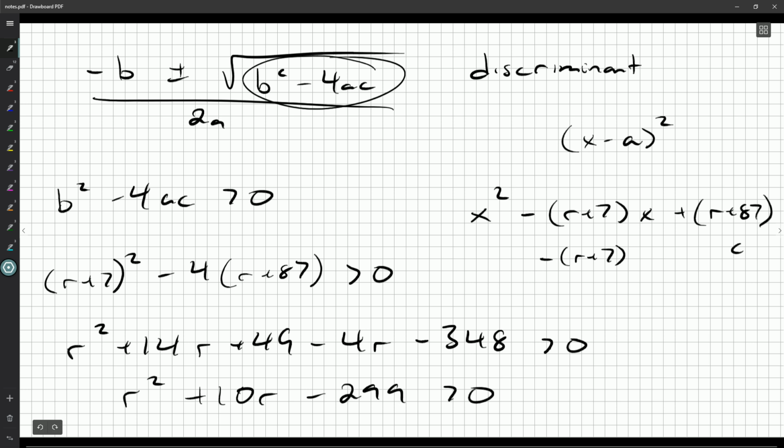Oh, I don't exactly like that number. Can I think of factors of 299 that differ by 10? Actually, I don't. Is 299 prime? Let's see. Its square root would be about 17, just under 18.